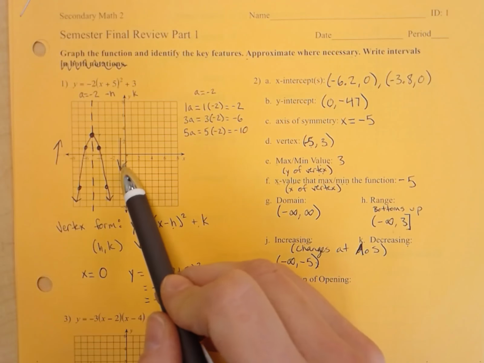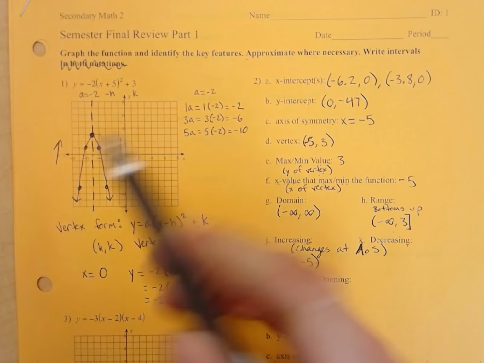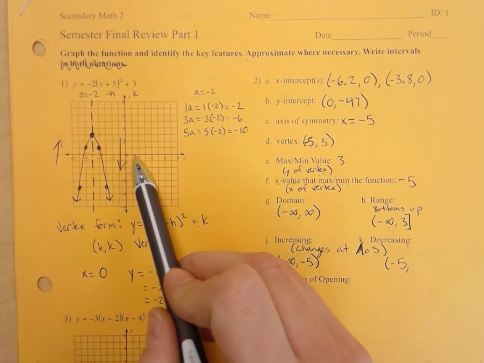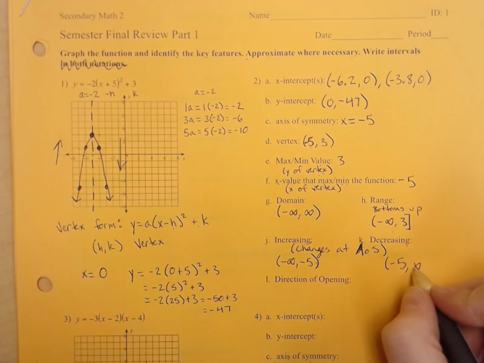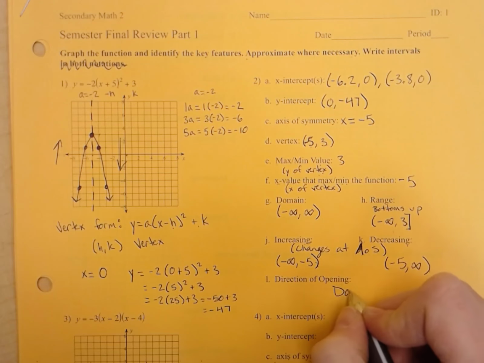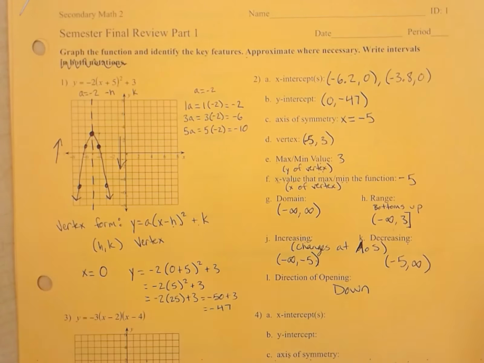Decreasing, I see that's on this side, so I start here at negative 5, and I'm going all the way right, so that goes until infinity. And the direction of opening: it opens down.